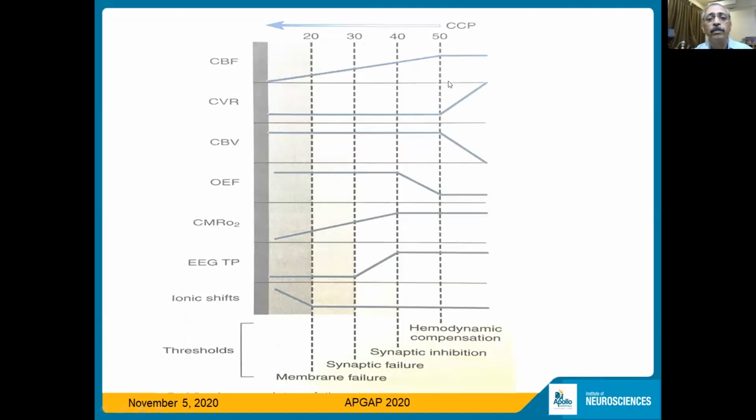Now, what happens beyond that, in the ischemic range? The various effects are hemodynamic compensation, synaptic inhibition and synaptic failure. As the pressure drops, the vascular resistance cannot drop further, so there is a constant vascular resistance. Cerebral blood volume becomes constant. What happens is there is an increase in the oxygen extraction, and after that there is no further change in oxygen extraction because there is no further flow. Later on, when it becomes the ischemic range, the CMRO2 drops and there is ionic shift, which causes cell failure.